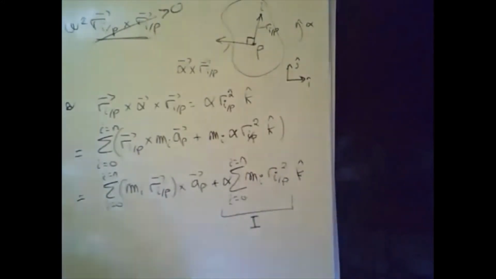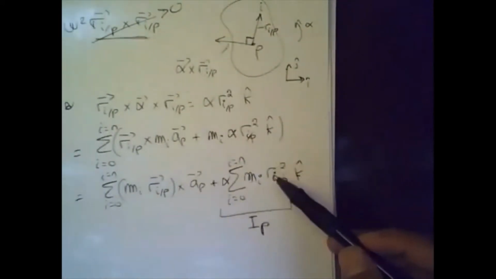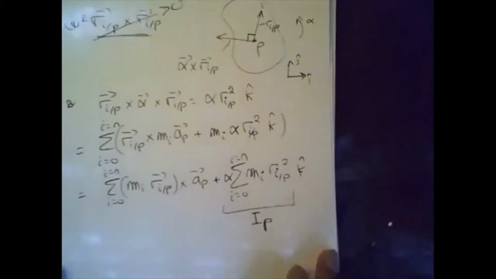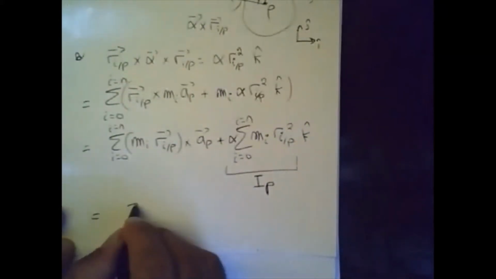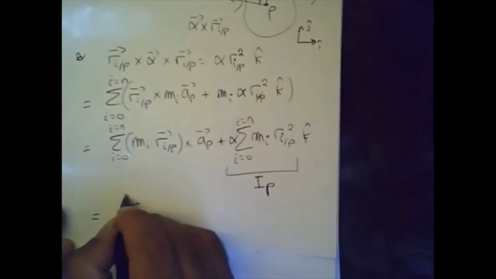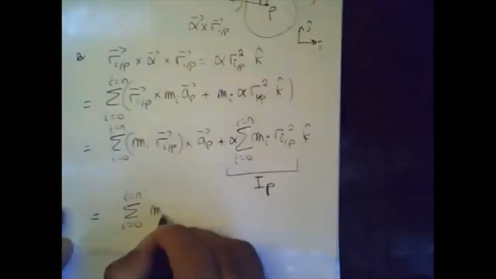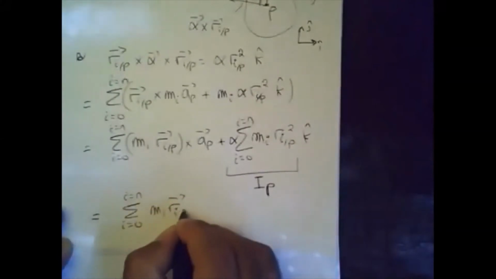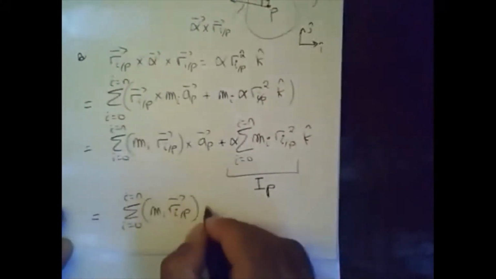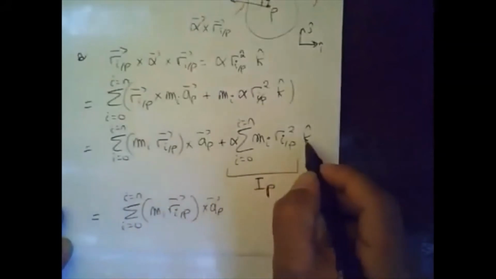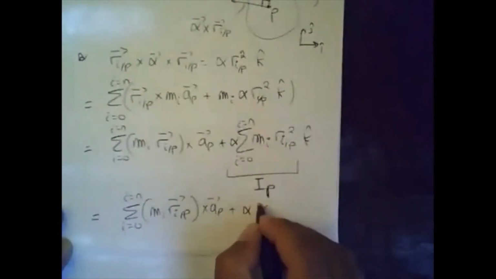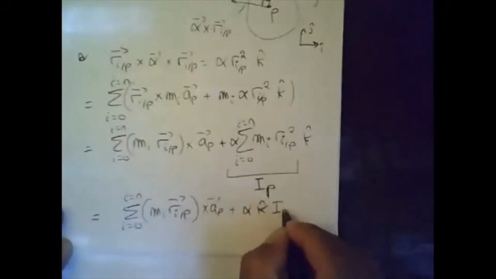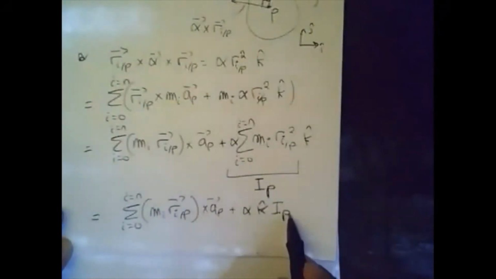IP, exactly. So this is a moment of inertia about point P, because you are doing this with respect to point P. Okay, so let us rewrite this one more time. And here, you are going to end up as what? The summation from i = 0 to n of m_i r_iP cross a_P, plus alpha times I_P, in the k direction.